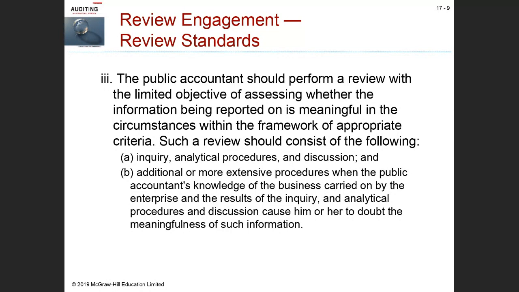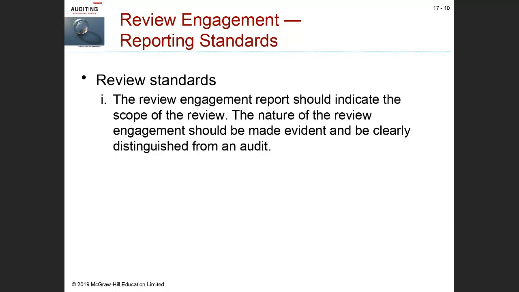If you get information that leads you to believe inventory is overstated, you just can't overlook that. You have to go deeper and discover the extent of the inventory overstatement. So yes, additional procedures may be required even in a review engagement when you suspect the numbers are not in accordance with the accounting framework that's being used.